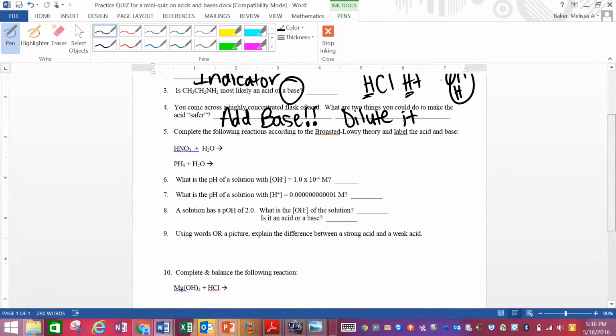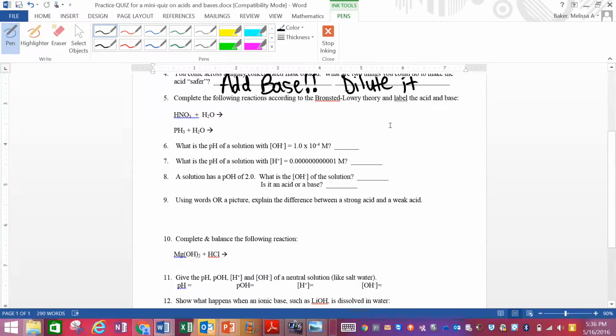Number 5. According to the Bronsted-Lowry theory, complete these reactions. Bronsted-Lowry theory says that bases accept a hydrogen and acids donate a hydrogen. The trick to these is don't look at the water molecule. Look at the other substance and figure out, is it an acid or a base? Because remember, water is neutral, but it can act as an acid or a base depending on what it's interacting with. So water itself is neutral.